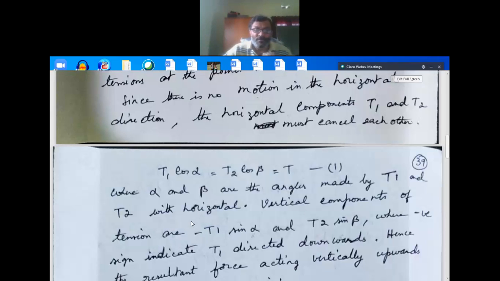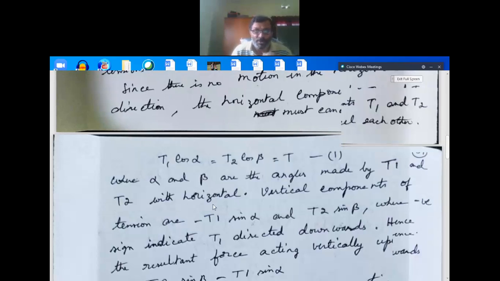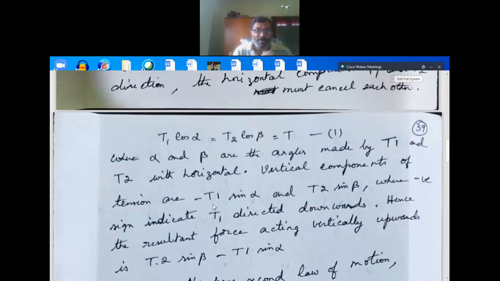Vertical components of tension. Now we go to the vertical component. Horizontal component is cos, vertical component is sine. So the vertical components of tension are minus T1 sin alpha and T2 sin beta. Why the minus comes, I'll explain.